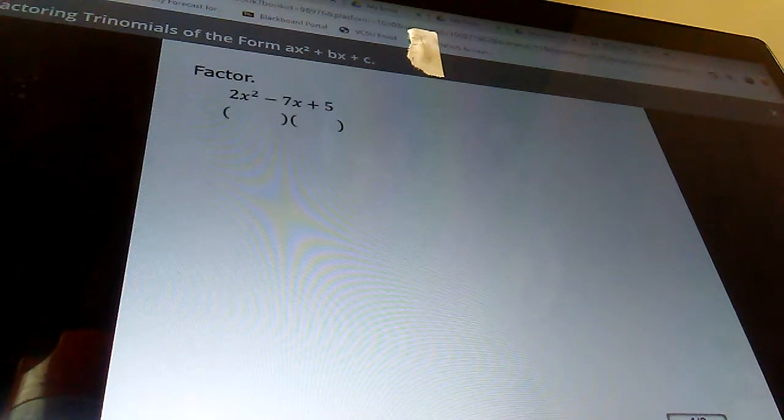What we're going to do is try different combinations of factors of the terms and use the FOIL method to see which is correct. Since the only whole number factors of 2 are 2 and 1, we know that the first terms of the binomials are 2x and x, so let's put those in.